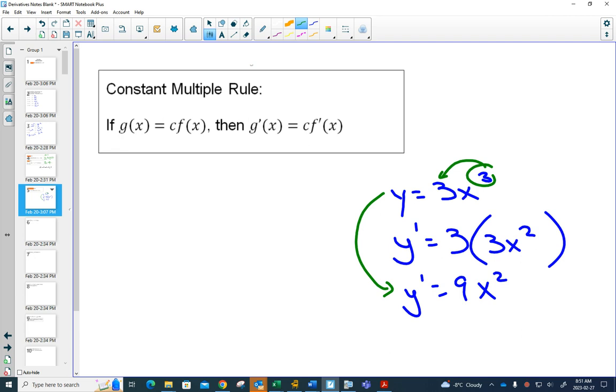Subtract 1 from the exponent. And you will not think of this derivative rule any different than the normal power rule. Just the number in front, oh, it's still the power rule. It acts the same every single time.